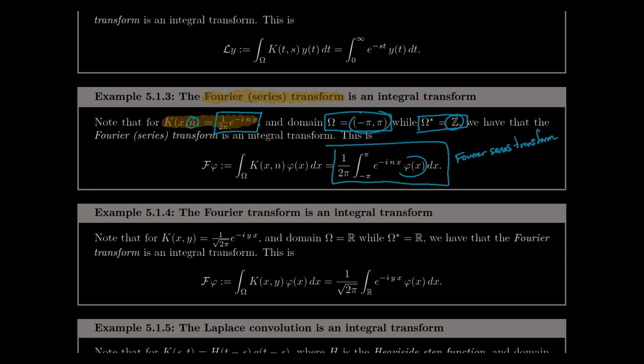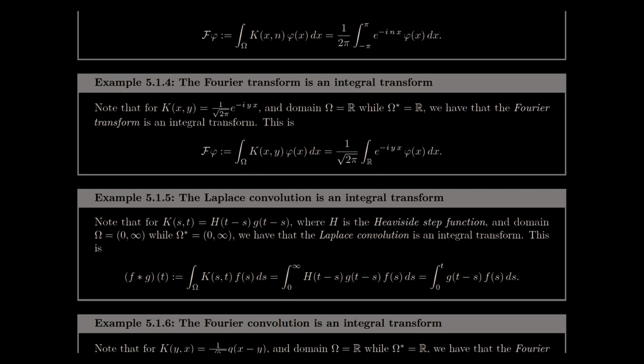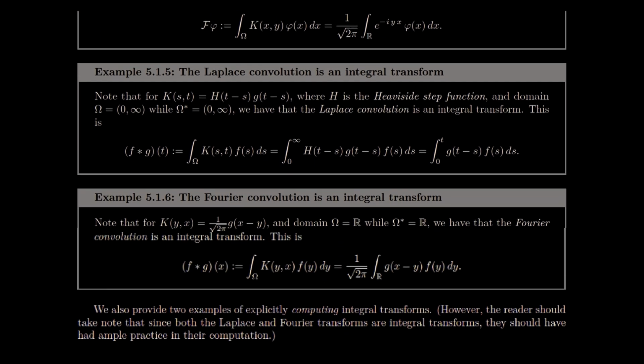And of course you saw the Fourier transform earlier, but we also will cover it now. The Fourier transform is an integral transform. Now omega has been changed from just an interval all the way to R, and omega star is also R. And our kernel is going to be 1 over root 2 pi e to the minus i y x. And if we set up this integral transform, we see it's exactly the Fourier transform we've been used to our whole lives.